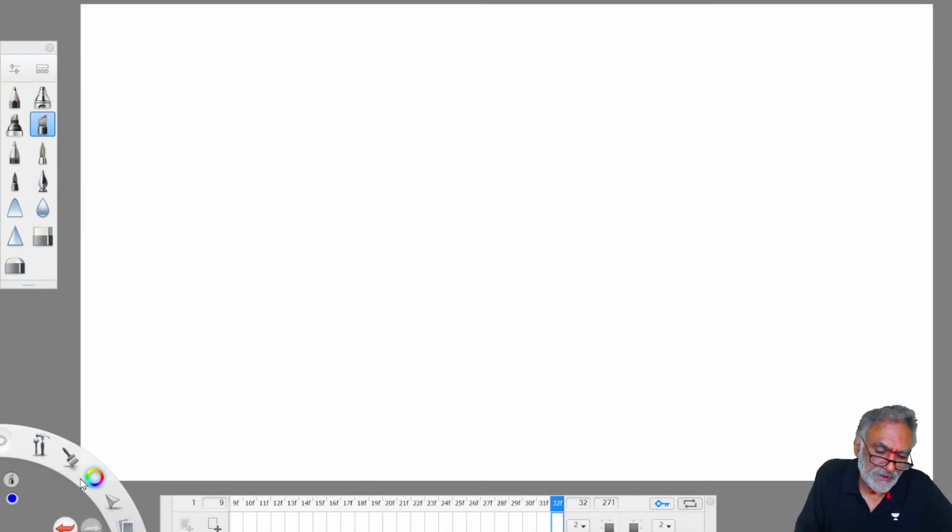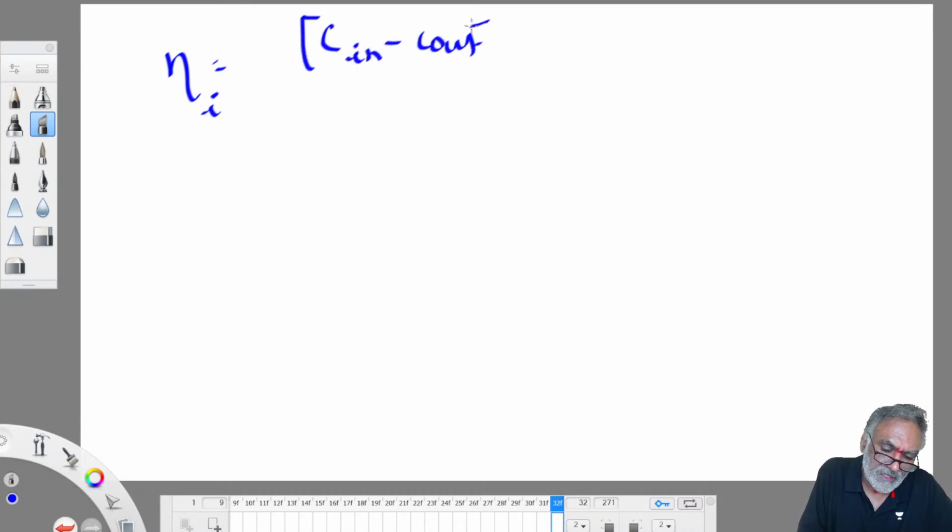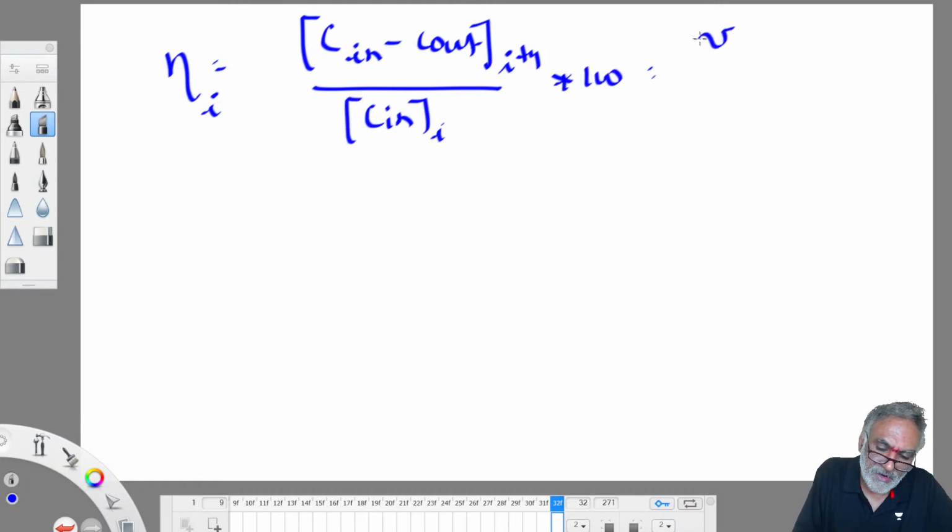So, in terms of concentrations, efficiency of the ith particle removed is equal to (C in minus C out of the ith particle in water) divided by C in of the ith particle, into 100. This we can also equate to the settling velocity of the ith particle divided by V naught, into 100.